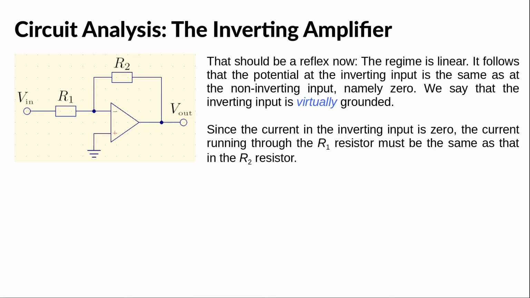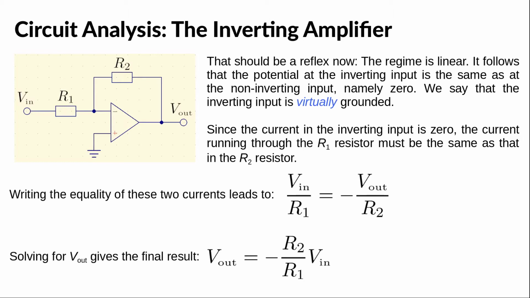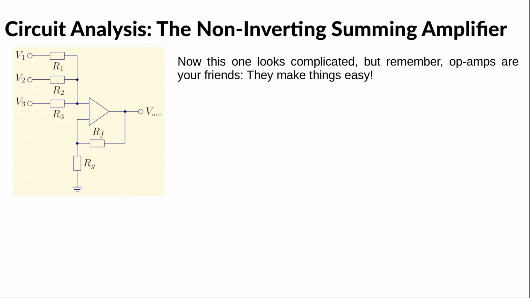Also, remember that the current through the op-amp's inputs is 0. This implies that the current through resistor R1 must be the same as that through resistor R2. This implies the following equality. And finally, solving for the output voltage, we conclude that it is equal to a negative constant times the input voltage. Now, let us see the non-inverting summing amplifier.